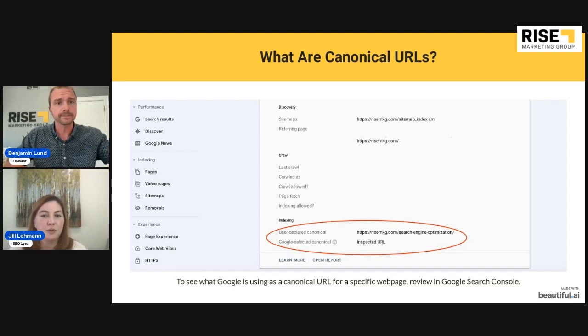Sure. A canonical URL is normally one that's chosen to represent a group of duplicate or very similar pages. You can either choose to set the canonical URL yourself, or you can have Google choose the URL for you. In that screenshot, you can see in Google Search Console, for any given web page, whether there's a user-declared canonical or if Google has declared a canonical that's different than the one that you've set.